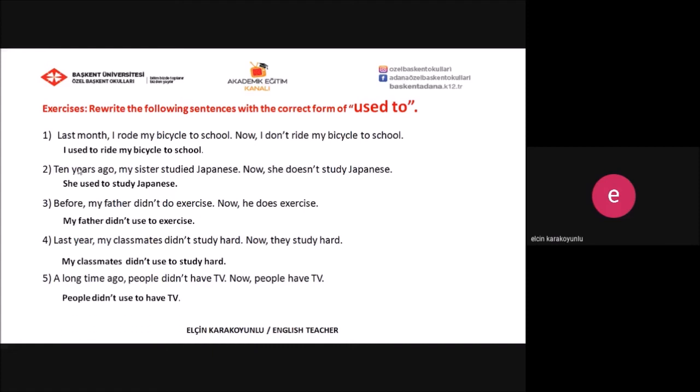And 5, a long time ago, people didn't have TV, and now they have. So we can say people didn't used to have TV a long time ago in the past.